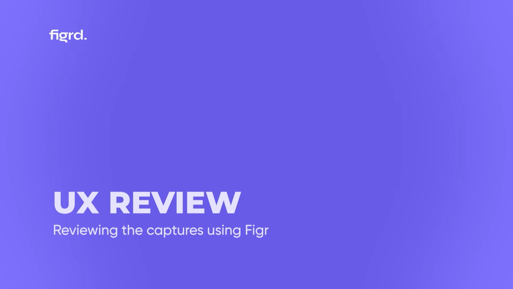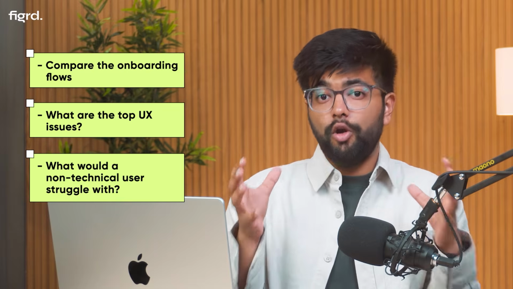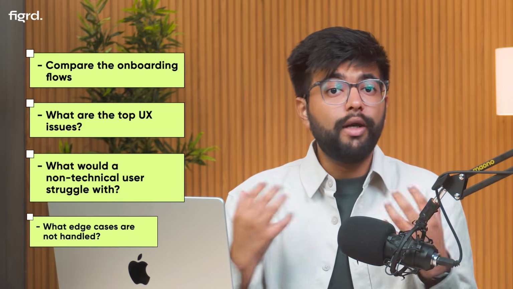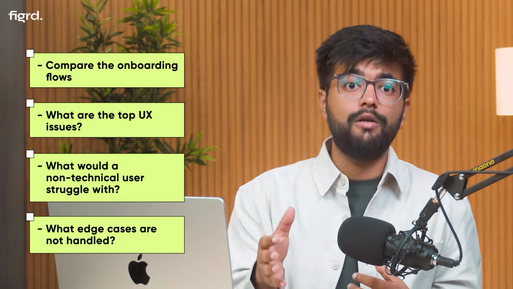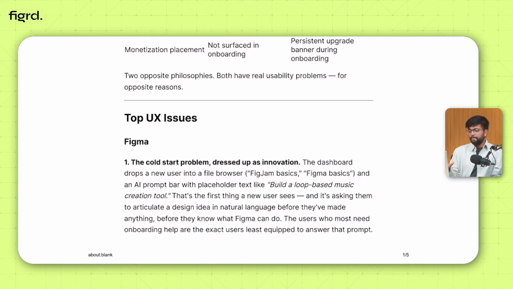Now you have the captures in Figure, and here's where it gets useful. You ask Figure to review the design. Compare the onboarding flows. What are the top UX issues? What would a non-technical user struggle with? What edge cases are not handled? Figure's review is grounded in over 200,000 UX patterns, so it's not just flagging aesthetic preferences, it's catching real usability problems. And here's what came back. And this is where it gets genuinely interesting.